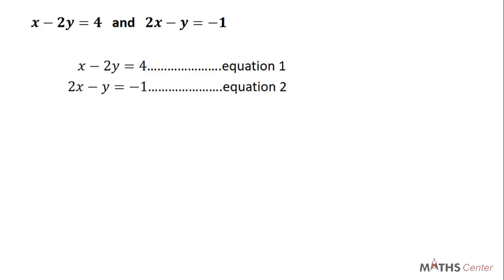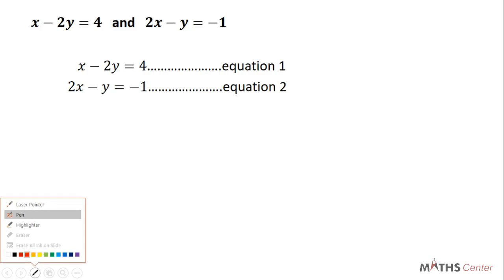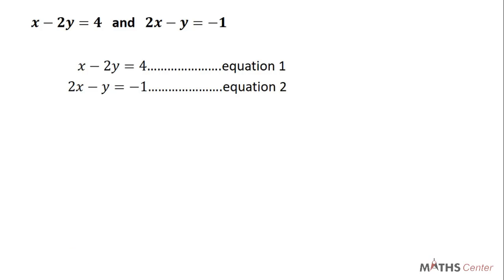So I'm going to list my equations. x minus 2y is equal to 4. I'll call that equation 1. Then 2x minus y is equal to -1. I'll call that equation 2. The next step is to find the coefficient of the variables in each equation. The coefficient of x in equation 1 is 1. The coefficient of x in equation 2 is 2. Coefficient of y in equation 1 is 2. Coefficient of y in equation 2 is 1.